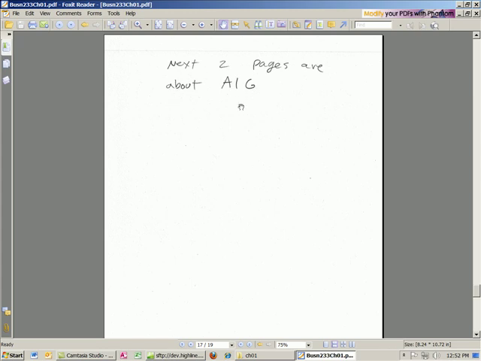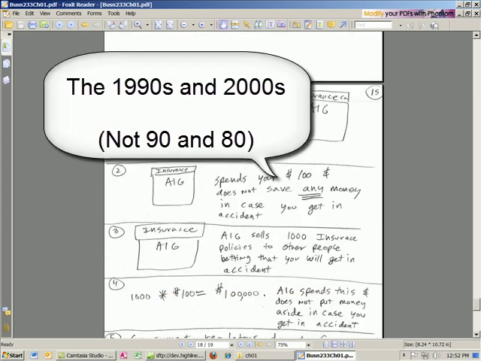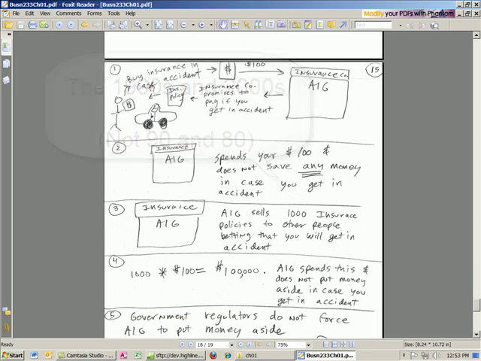And now I'm going to tell you about AIG, just as an analogy to understand how crazy it was what was happening in the 90s and 80s when credit default swaps were invented. Here's us. We have a car and we want to buy insurance. So we buy insurance in case we have an accident.